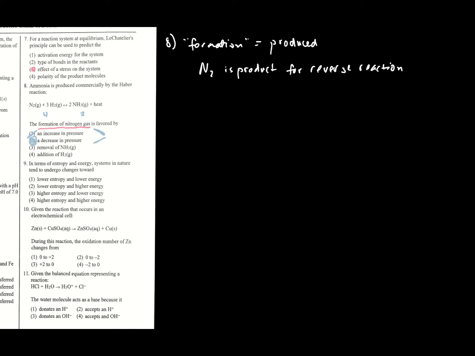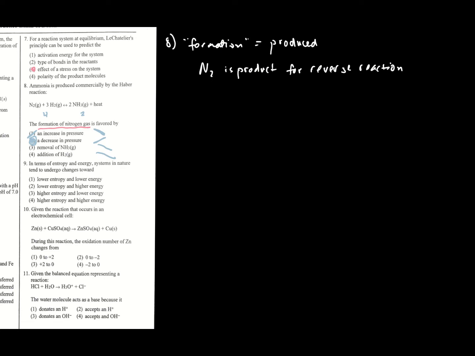But let's look at the other choices. Removal of NH3 is also a shift right, because this lowers the reaction that way. Now the addition of H2 also lifts up the left side. It's also a right shift. And so that's why it's choice 2.